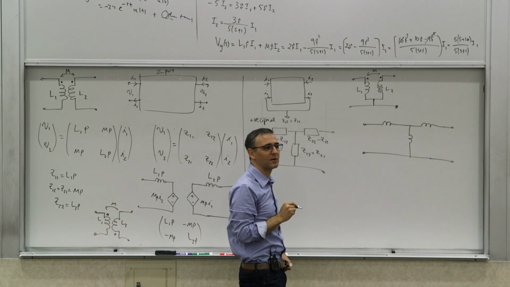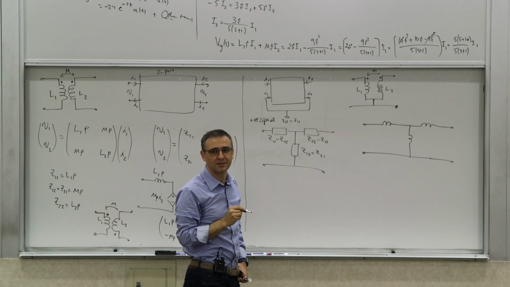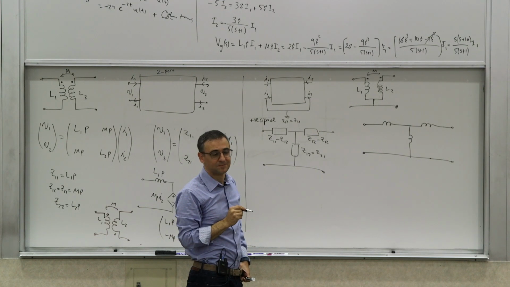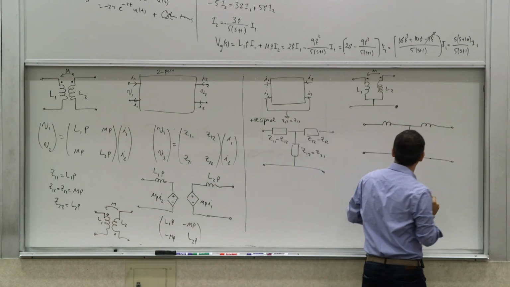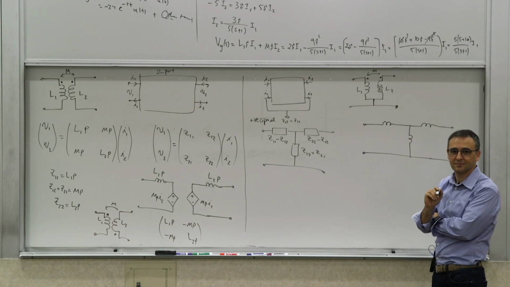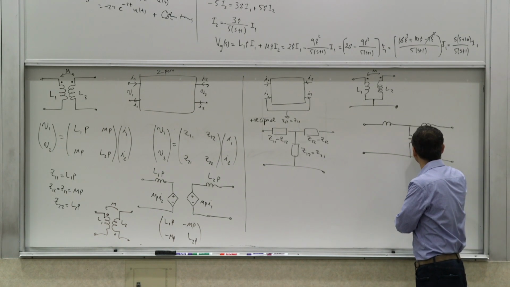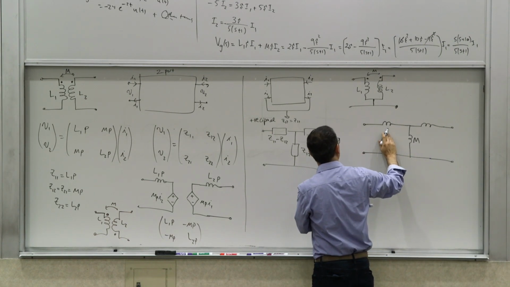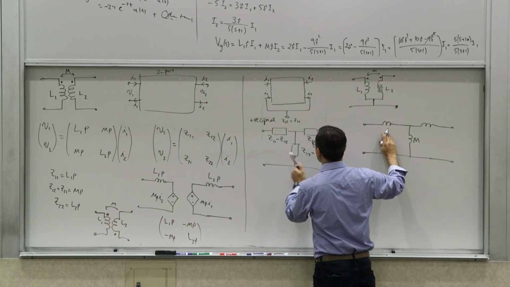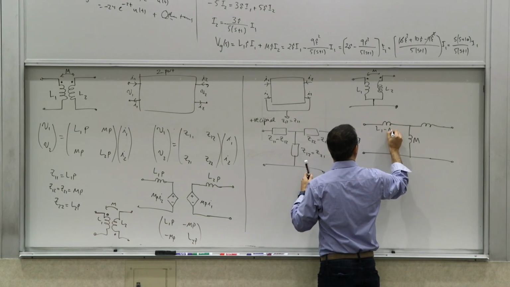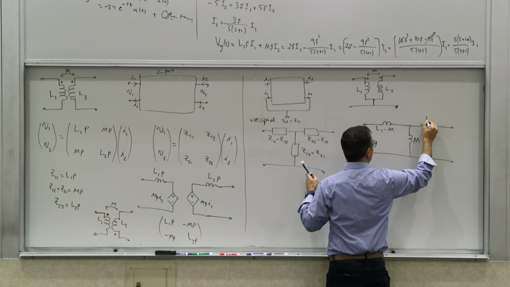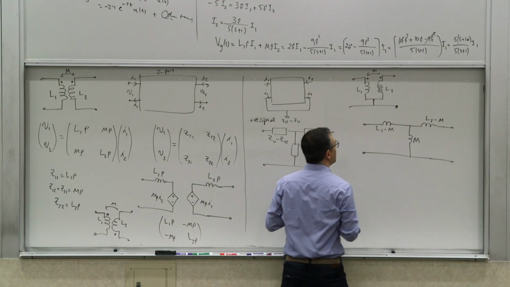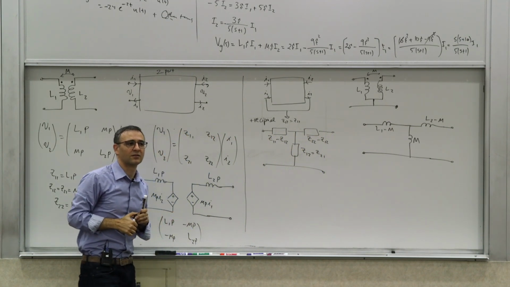It's pretty straightforward if you think about it. What are those three inductors? What is the middle one? M. It's an inductor with a value of M. And then what is this one then? Look at this. L1 minus M, and this one is L2 minus M. So this is a pretty useful equivalent circuit if you think about it.